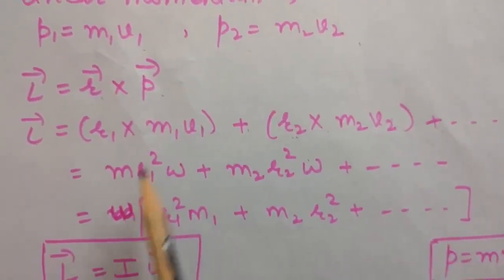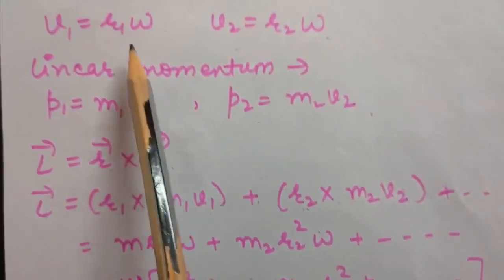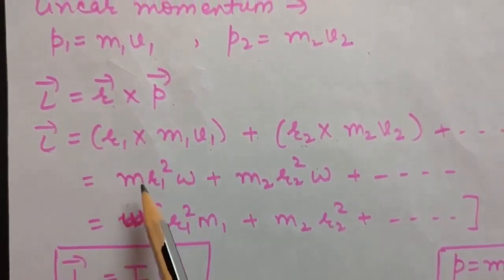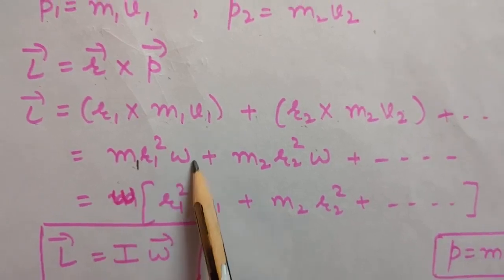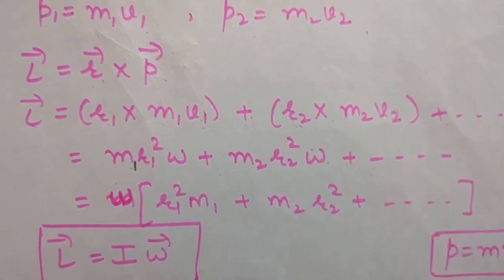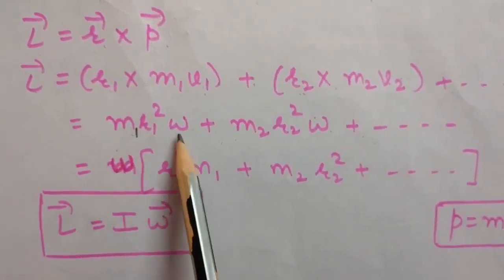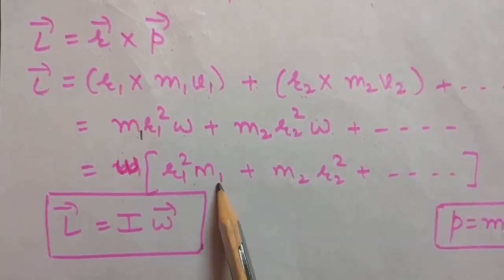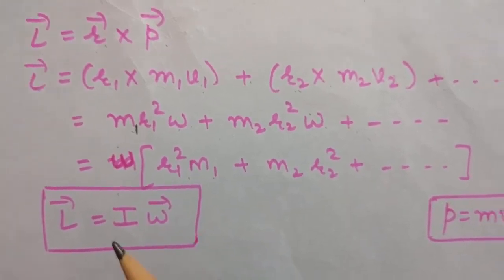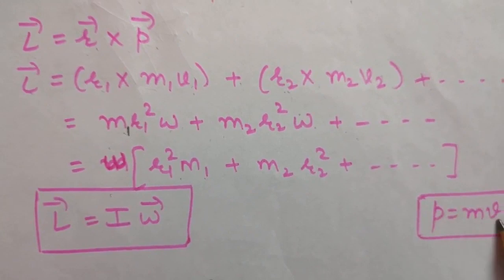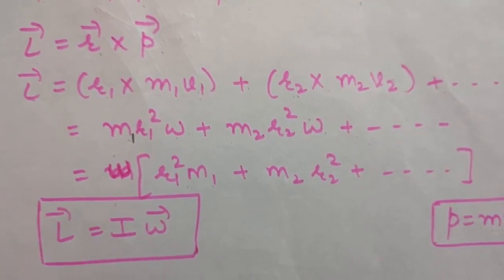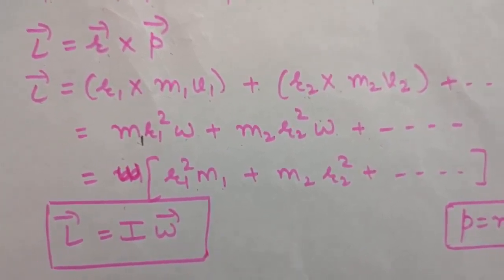Now v1 is nothing but r1 omega, as I told you here. So this will become m1 r1 square omega plus this will become m2 r2 square omega plus so on up to n particles. Now again omega will come outside, so you will be left with m1 r1 square plus m2 r2 square, which is again I. So L will come to be I omega. Again you can compare it with the equation p is equal to mv. Mass is represented by moment of inertia and v by omega. So we have derived two relations, that is torque is equal to I alpha and L is equal to I omega.